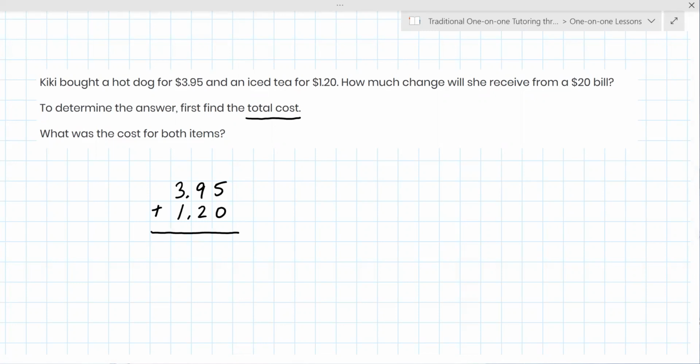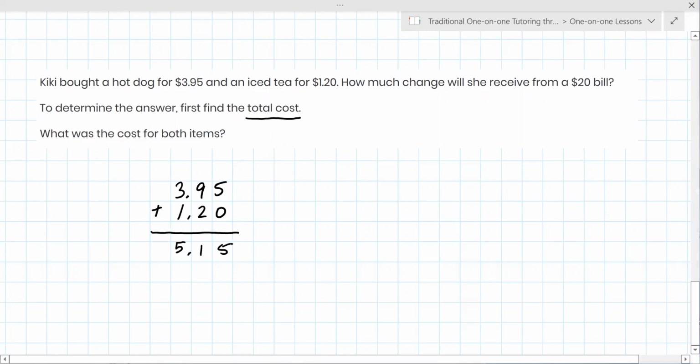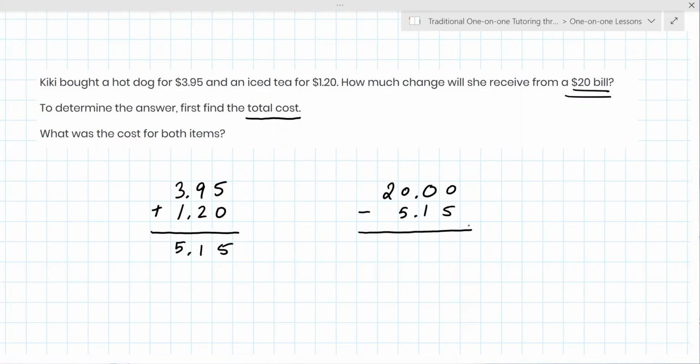Okay, I got my answer. Okay, what is your answer? 5.15. Good. Okay, now what did she pay with? $20 bill. So we're going to take that number you just found and subtract $5.15. So this is another one where you've got to borrow again. So I do this one on my own? Yes, please. This will be it for us for today, but I want you to finish this problem out, then I'll get your brother.